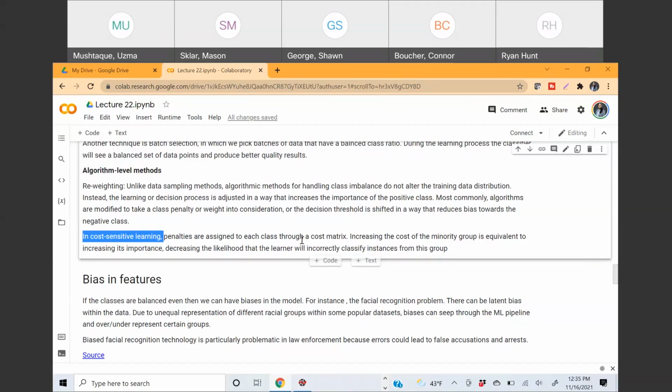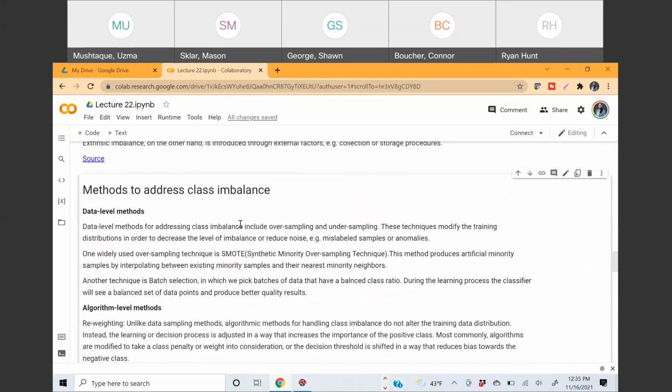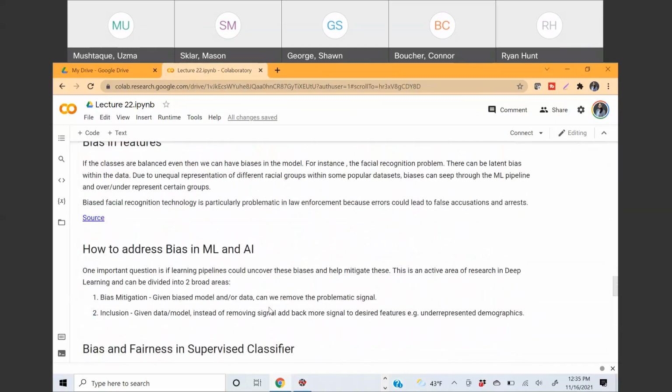So these are some of the ways we can deal with class imbalance in my data. But there are also biases in my features themselves. So how do I deal with that? What exactly does that mean?